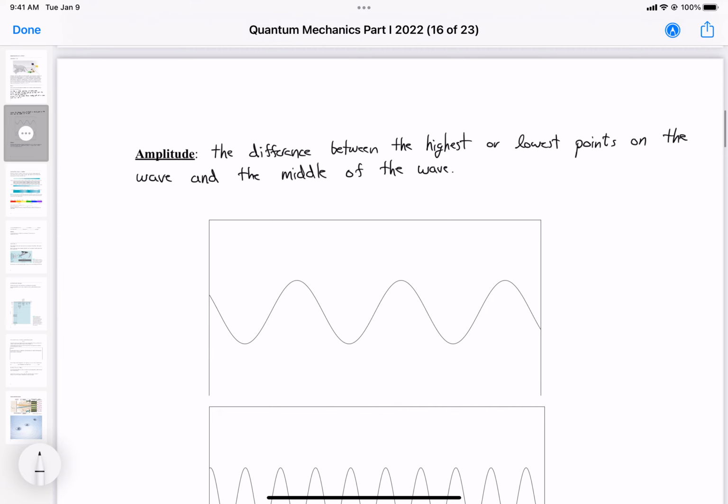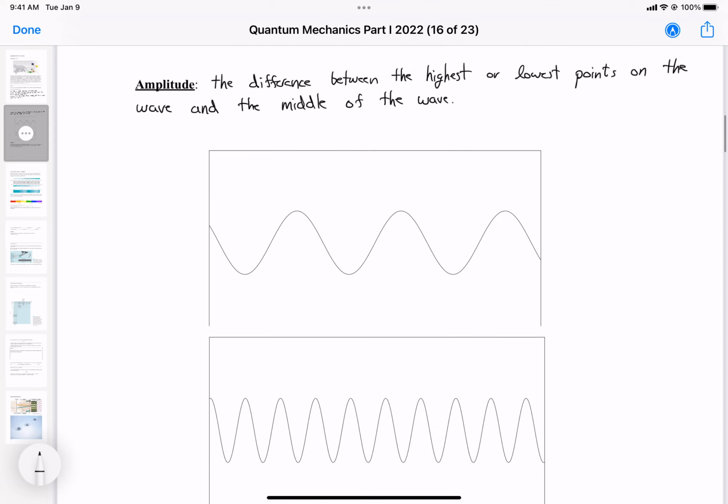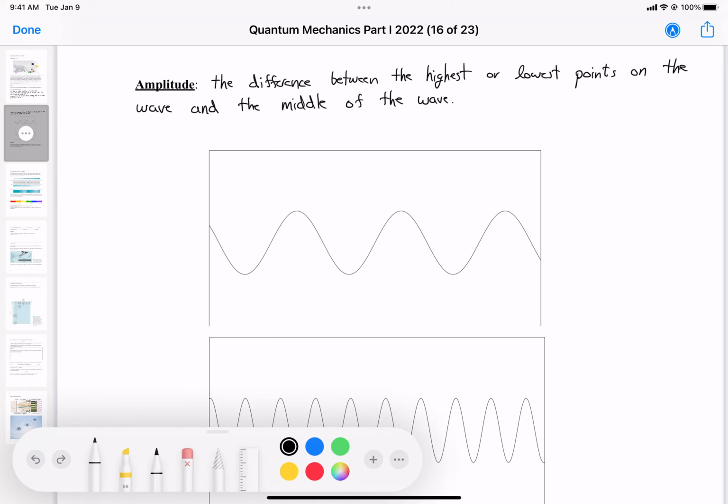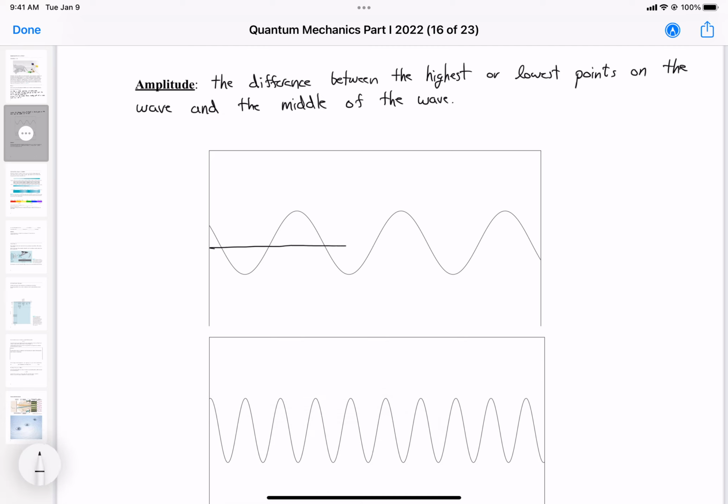Okay, so let's use this as an example. Say my line is right here. Let's label this a little bit. The distance between the middle part of the wave and the lowest or the highest point of the wave is called our amplitude. So this will be our amplitude of the wave.